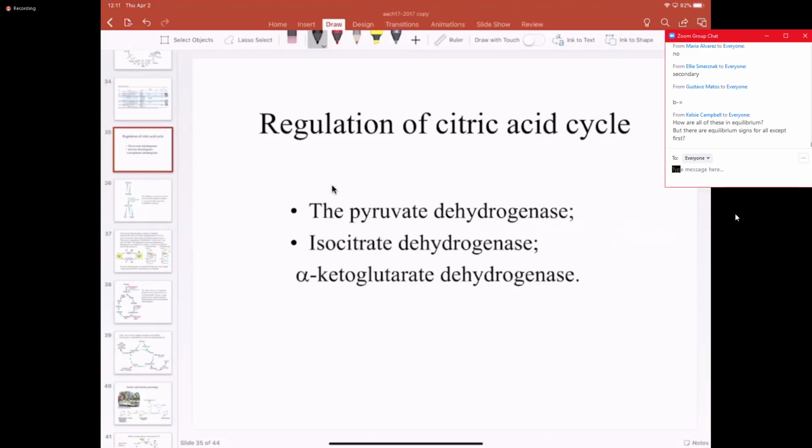The sites of regulation for the citric acid cycle are going to be the pyruvate dehydrogenase complex, isocitrate dehydrogenase complex, and the alpha-ketoglutarate dehydrogenase complex. Those are the three places that are going to be regulated. We can imagine that the alpha-ketoglutarate dehydrogenase complex is going to be regulated similarly to the pyruvate dehydrogenase complex, so we'll discuss that first and then go on from there.